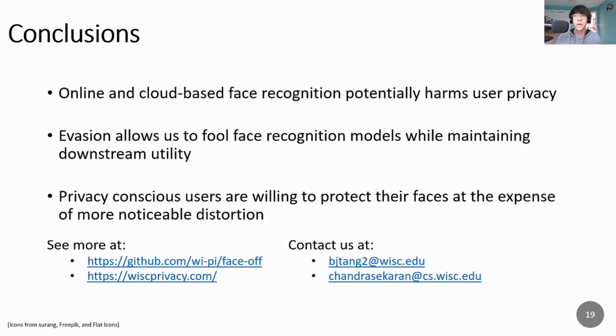So, in conclusion, we've discussed that online and cloud-based face recognition harms user privacy, and there's few options a user can take to preserve their face data. Evasion attacks in the form of adversarial examples allow us to evade face recognition models while maintaining the utility of the masked face. A user can still upload their photo to social media this way, and we found that privacy-conscious users are willing to protect their faces at the expense of minor perturbations and noise.